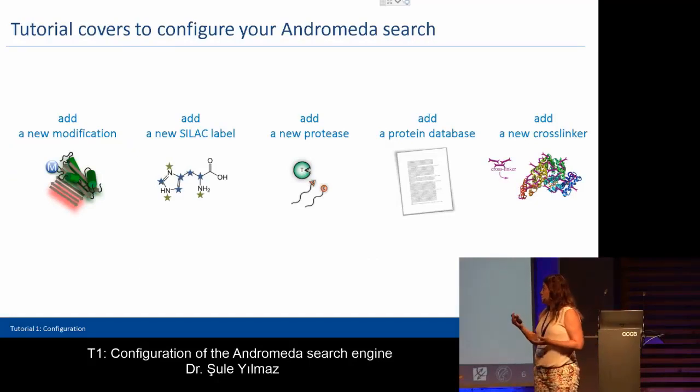Throughout this tutorial, we will configure our search engine. We will add a new modification. Imagine that we have more than 500 modifications listed over there, but you may still need more. We will also add some hypothetical site label, and you will learn how to add a new protease. And in the new format of MaxQuant, you will also see where you can add the FASTA file.